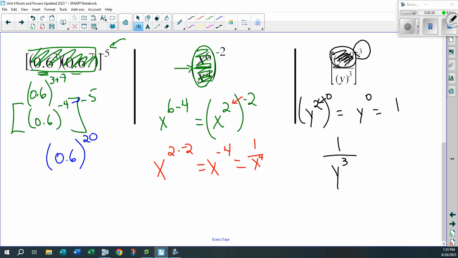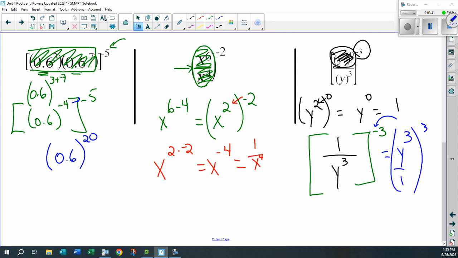Now, don't forget this negative 3 that was out here too. Okay, so there's negative 3. What do I do with this guy? First things first, you can distribute, or I like to take care of that negative. I like to flip it. Get that flip out of your hair right now. So flip it. This becomes y to the 3 over 1 to the power of 3, which you know and I know is just plain old y to the 3, right?